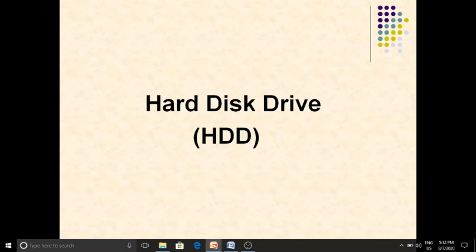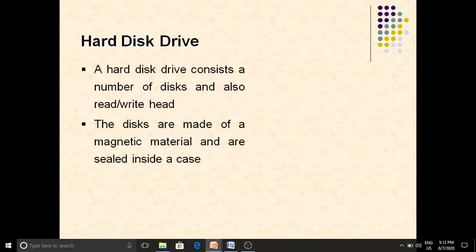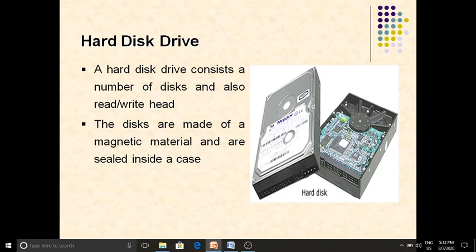We are now discussing the hard disk drive, HDD. So what is a hard disk drive? What are the functions of a hard disk drive? Let us see. This is the hard disk drive, which we can see in the computer system, that is, the CPU box. This is the hard disk drive.